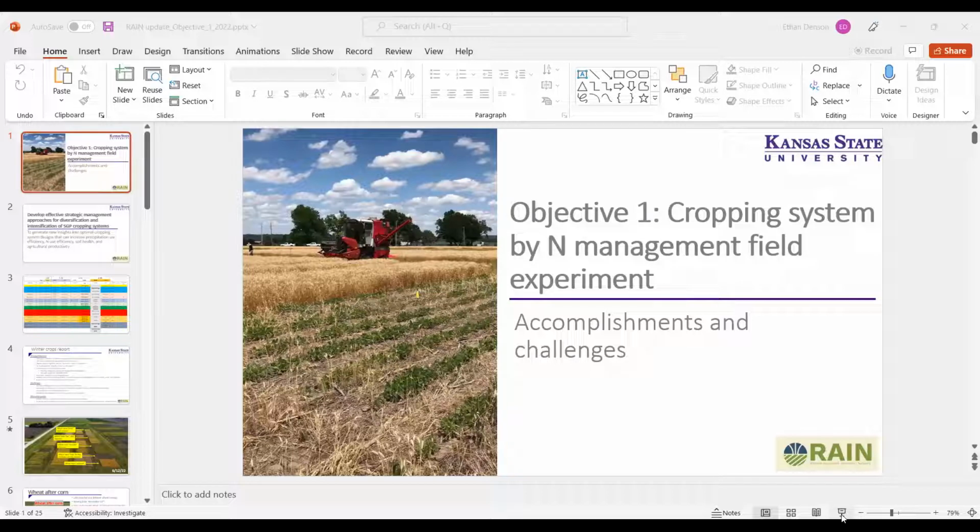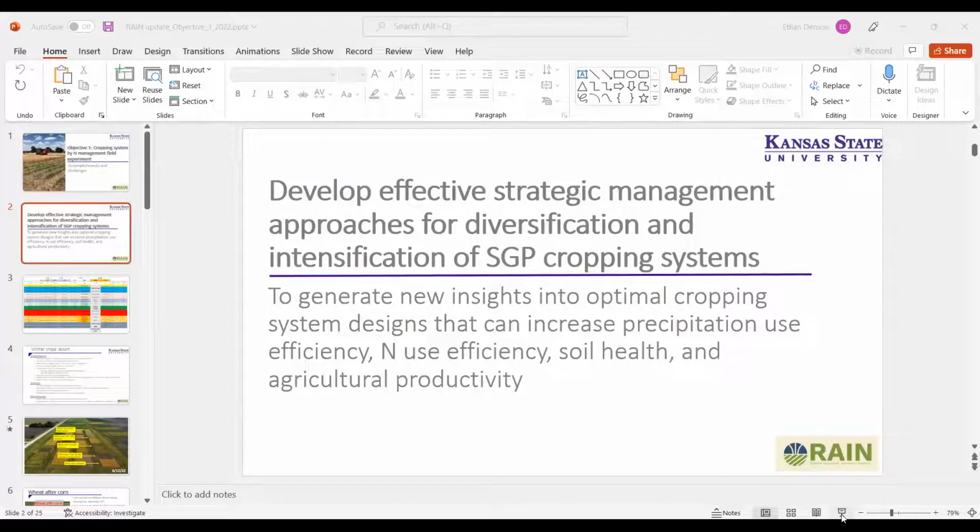So before we get into each individual presentation, this is the name and the main objective of this field trial, right? The field trial that we have in Ashland Bottoms, near Manhattan, and also in El Reno with the USDA in Oklahoma.